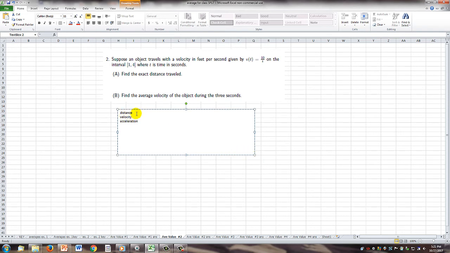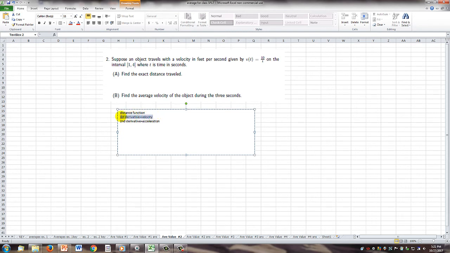Alright, so if you have a distance function and you take the first derivative, you will have a velocity function. And if you take the second derivative, you will have acceleration. Okay, so now you have to understand and go backwards. If you have acceleration, the first antiderivative would give you velocity, and the second antiderivative would give you distance.